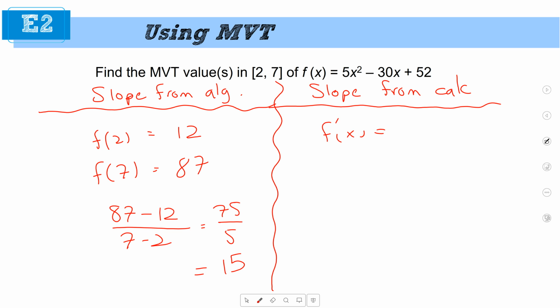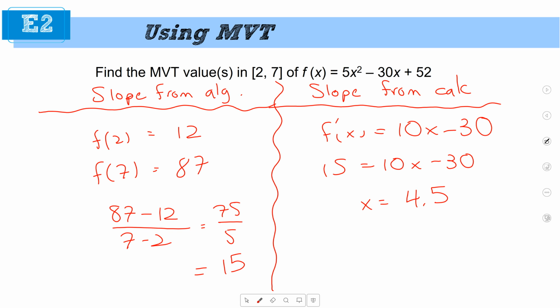F prime of x is equal to 10x minus 30. Did that okay? Mean value theorem says slope from algebra has to equal slope from calculus. 15 is equal to 10x minus 30, so x is equal to 4.5. How'd I do? Smart fella. Where'd you get this from? Magic.